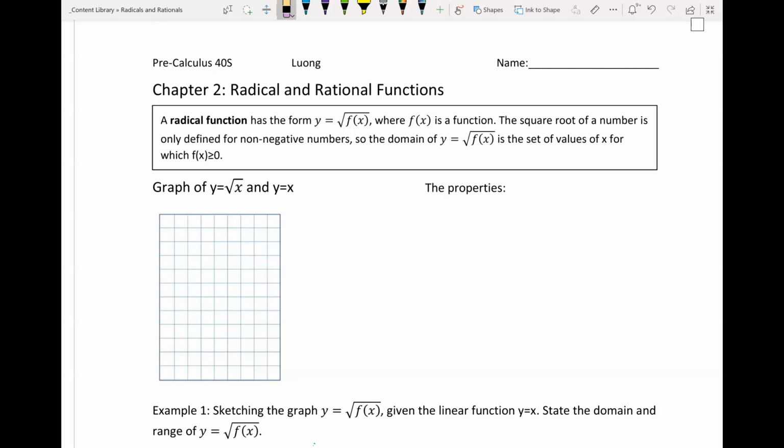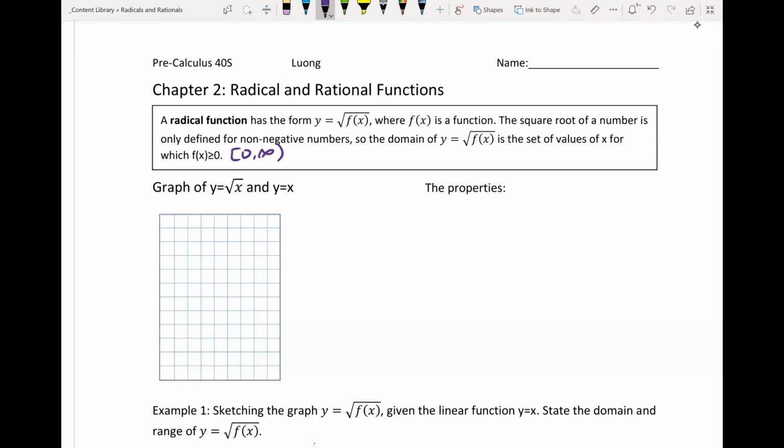Day 1 of the radicals and rational functions unit. So a radical function has the form y equals the root of f of x, where f of x is some function. The square root of a number is only defined for non-negative numbers, so it will be defined for 0 and positive numbers, and your domain is going to be the set of values of x for which f of x is greater than or equal to 0, or your domain would be from 0 to infinity if we're talking about y equals the root of x.